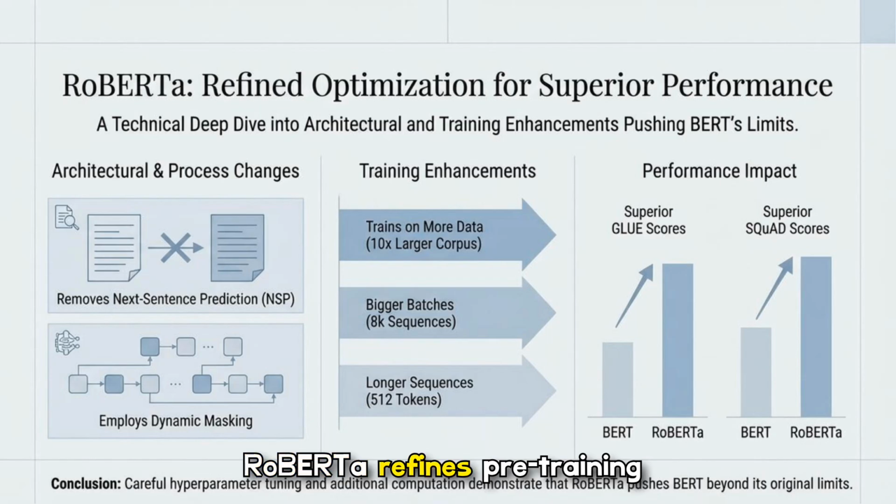RoBERTa refines pre-training and architecture choices to push BERT's limits by removing next sentence prediction, employing dynamic masking, and scaling up data, batch sizes, and sequence lengths. The slide illustrates these training enhancements and their measurable impact, showing superior GLUE and SQuAD scores compared with the original BERT, which highlights the importance of careful hyperparameter tuning and more extensive pre-training.